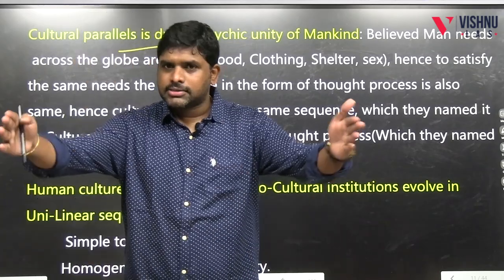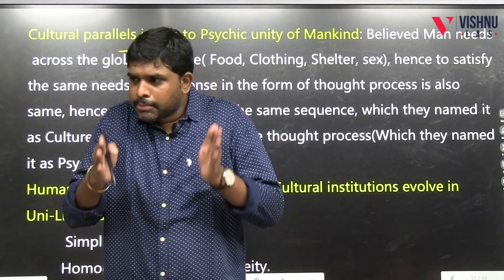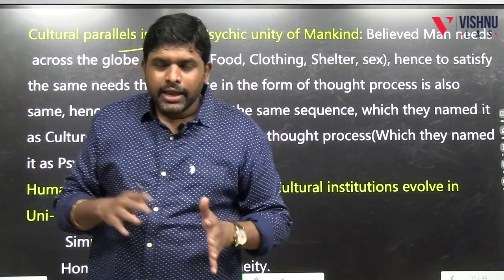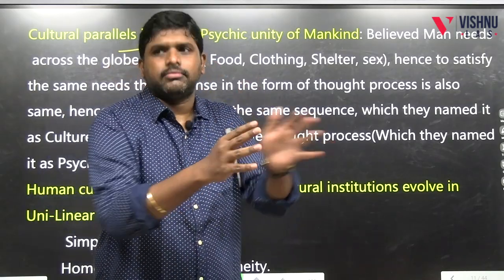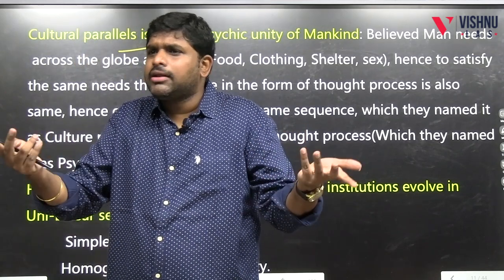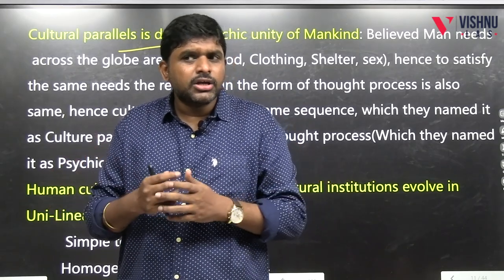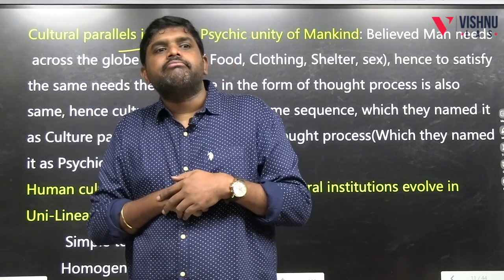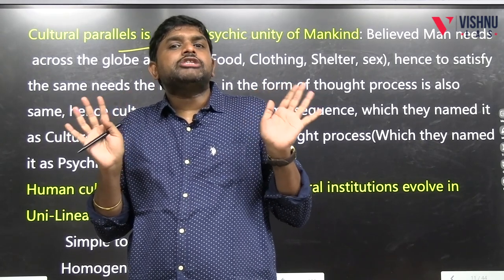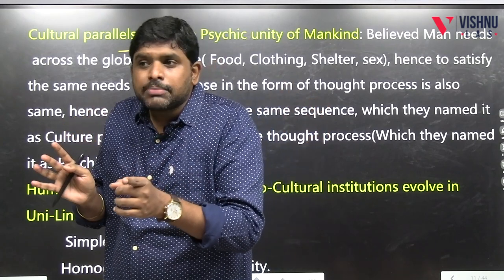Listen carefully. Railway tracks are called parallels. Why? They move in a parallel line, continuously. So they say culture A, in society A, India, and culture B, Pakistan. If both the cultures are the same, it is called culture parallels. So why are both the cultures the same? They answer that in some areas, the cultures will be the same. When the cultures are the same, it is called culture parallels.